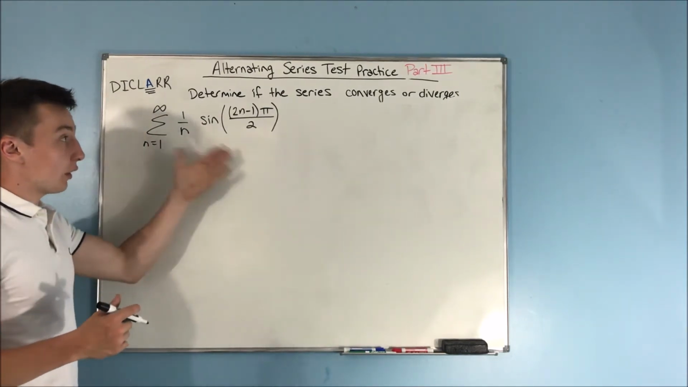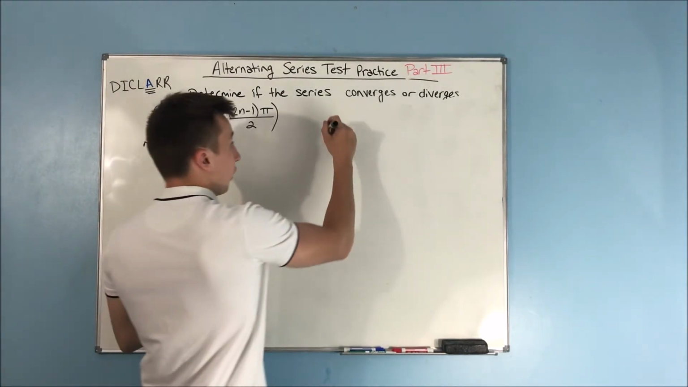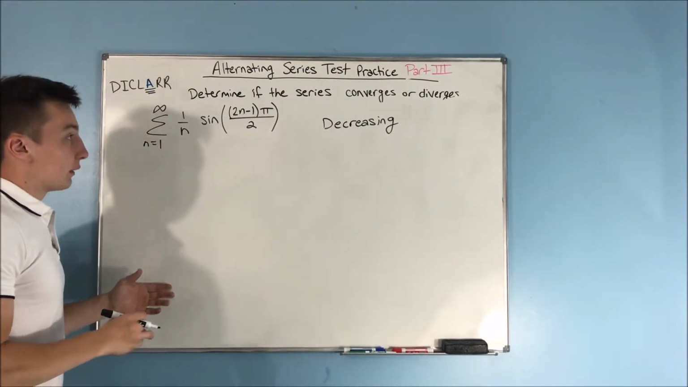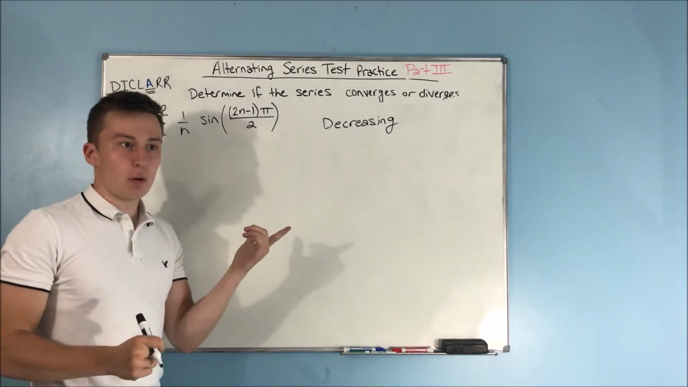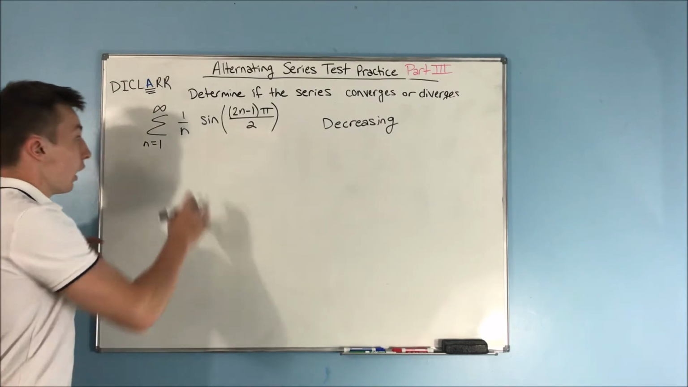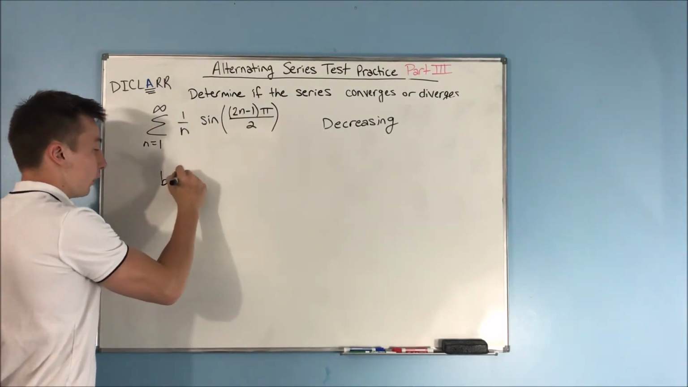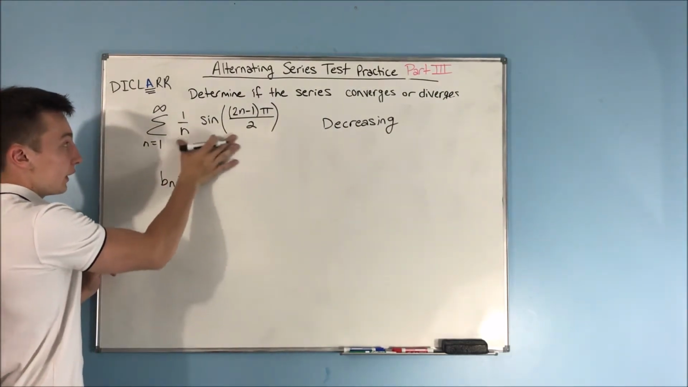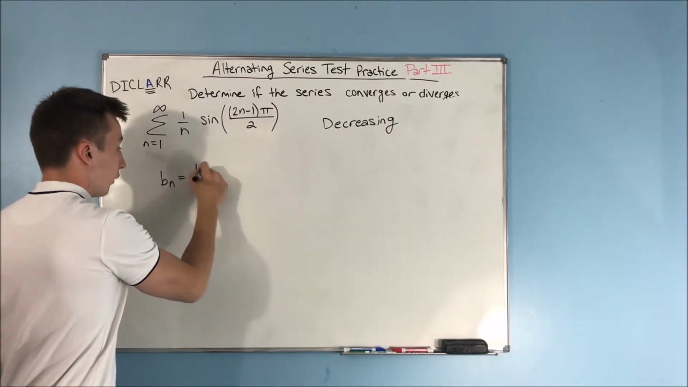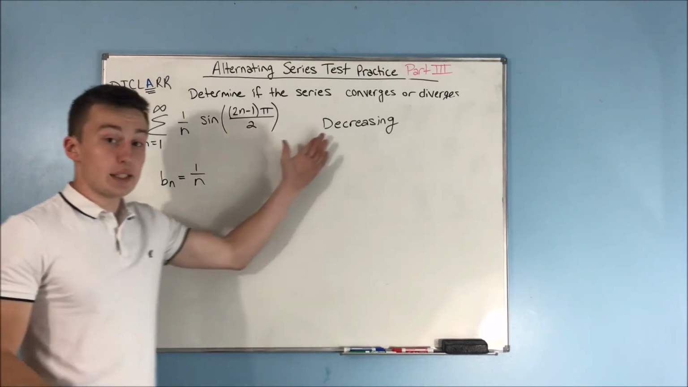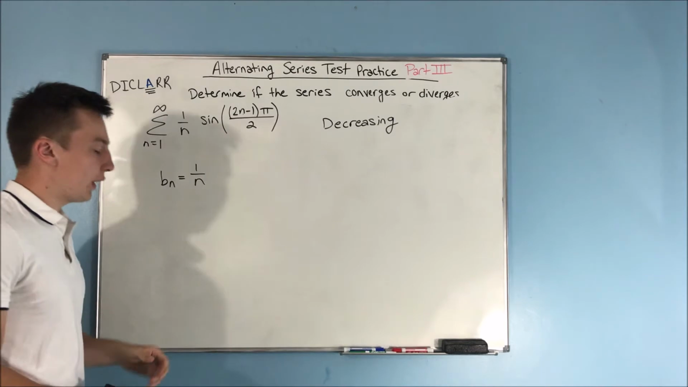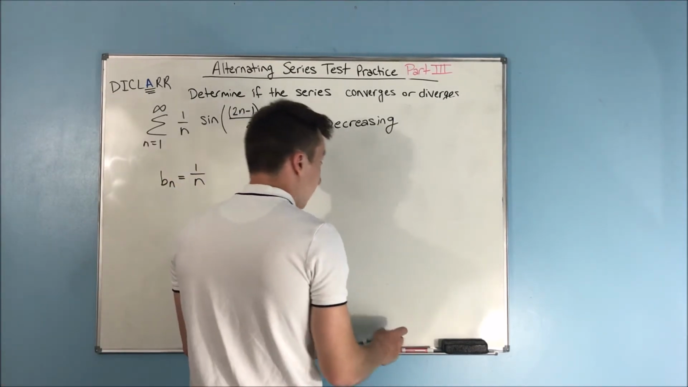So again, we have the alternating harmonic series, and we have to see if it's decreasing. We don't care about the alternating part at all. We care about our b sub n, which is the part of this whole series that is not alternating, which is 1 over n. That's what we have to see is decreasing. And is it? Yes, of course. As n gets bigger and bigger, this becomes a smaller fraction. So yes, it is decreasing.